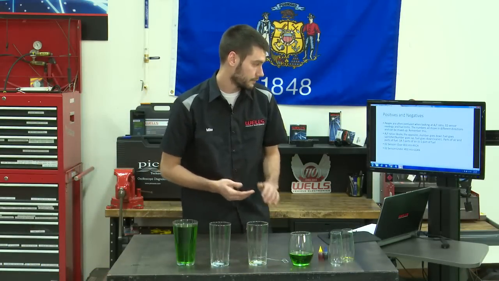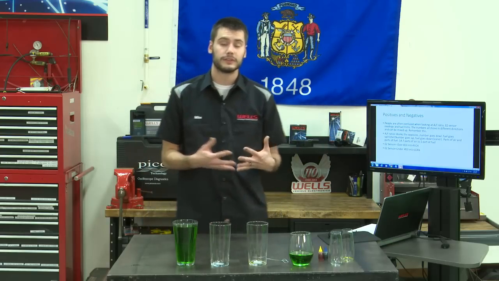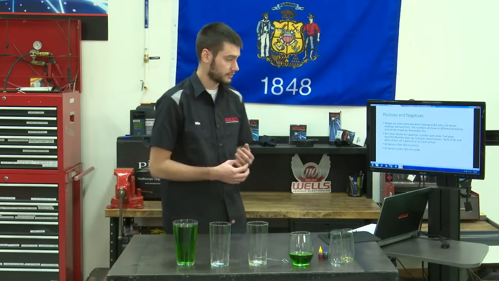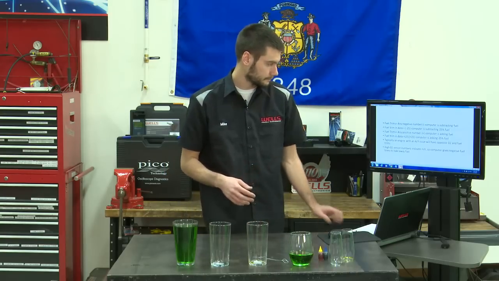O2 sensors. I know we didn't talk much on O2 sensors yet, but an O2 sensor over 450 millivolts is a rich condition. That's indicating rich, and an O2 sensor under 450 millivolts is indicating lean.